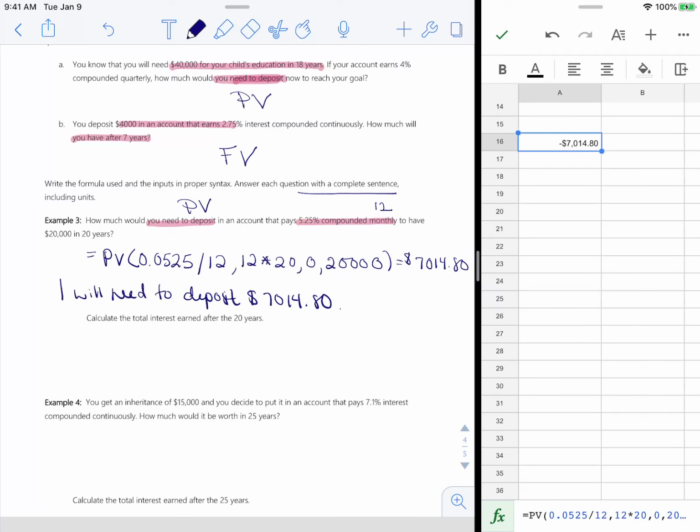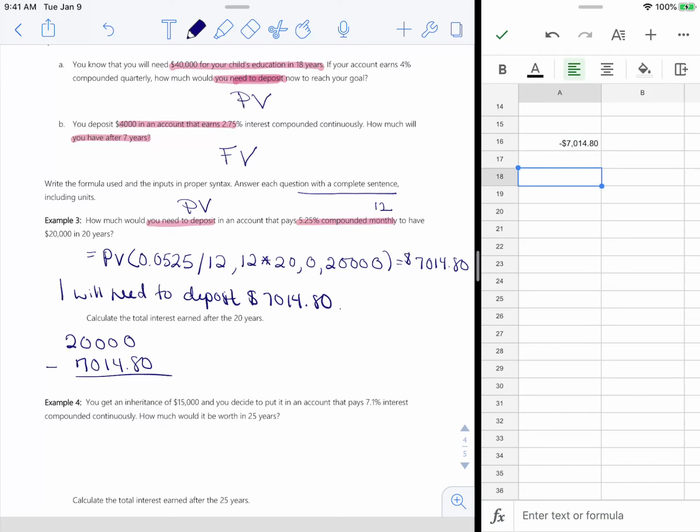Okay, and the next question says calculate the total interest earned after 20 years. So remember, you only put in around 7,000 into this account. And after 20 years, you got to 20,000. So that's why we would take what we end with and take away what we put in.